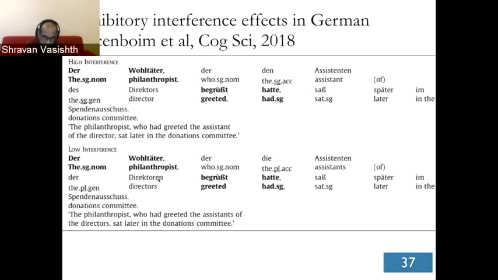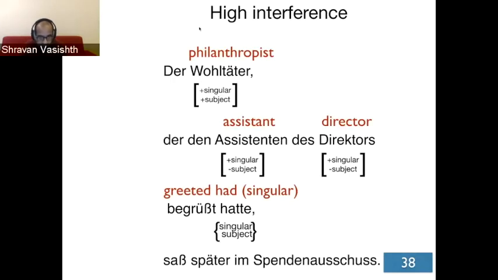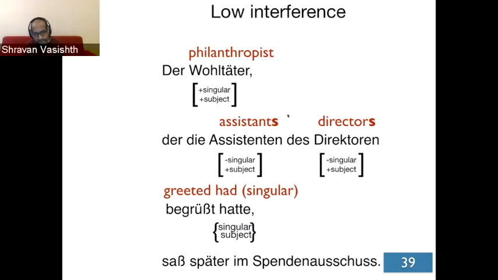These are plural marked nouns. Okay, so just to show this to you schematically, we've got a singular subject. The verb is looking for a singular subject, and in the interference condition, in the fan effect condition, we've got two nouns that are not subjects, but they are singular marked. And the baseline condition has plural marked nouns here.